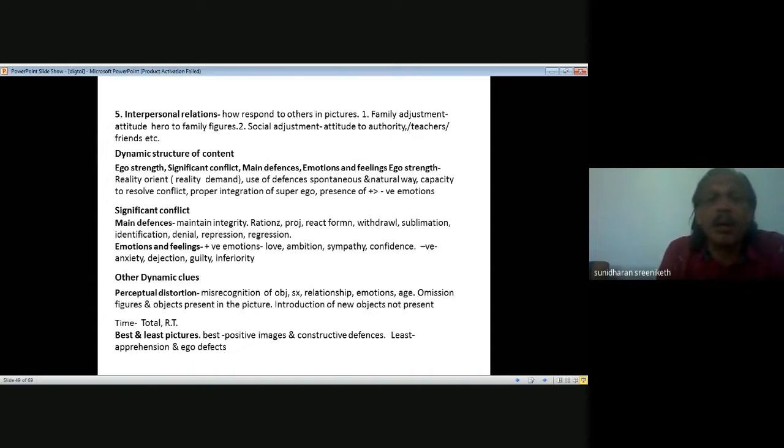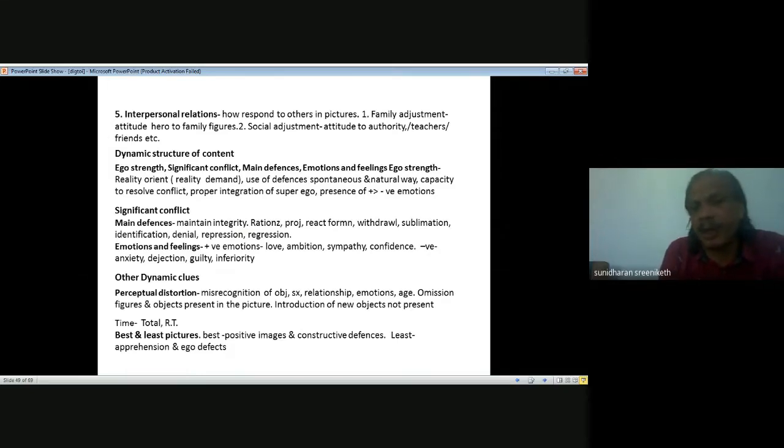Needs proposed by Henry Murray, and how these needs are in relation with the environment, form a need-press interaction. This need-press interaction is evident in the analysis of the Thematic Apperception Test. This test is very old. It is also very important for understanding the conflict within the individual, and how the conflict leads to a psychological problem.